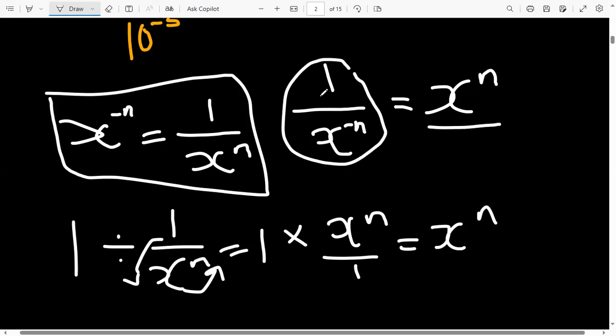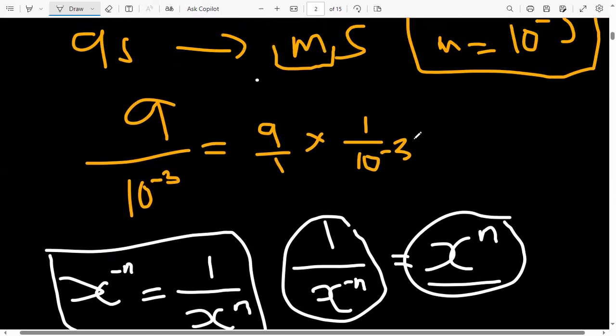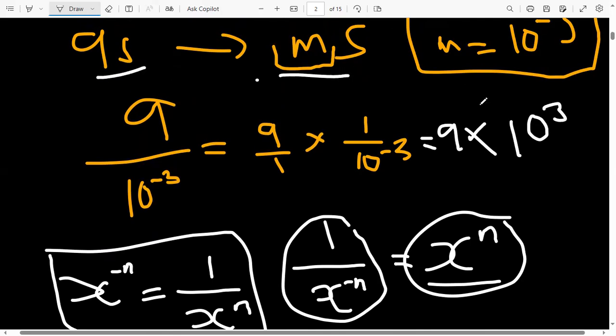Coming from this rule, whenever we have 1 divided by a number raised to a negative power, we write this in terms of positive powers. This is the rule that we are going to use. So here I just have 9 multiplied by 10 to the power of a positive number. It means I've converted from my seconds to my milliseconds. So I can write milliseconds there. We are converting from the SI unit, which is second, to this sub-multiple.